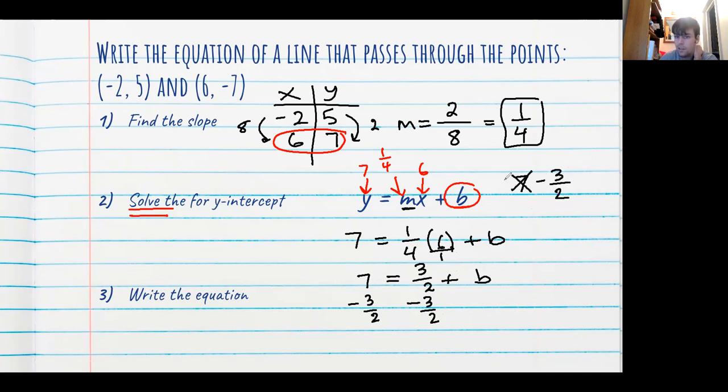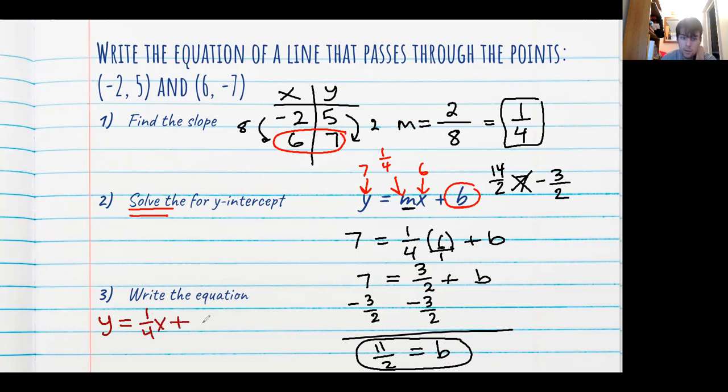So I'm subtracting these two things. 7 is really the same thing as 14/2, right? In order to subtract things, they have to have the same denominator. So 14 minus 3, this is 11/2 equals b. So my y-intercept is 11/2. Putting those two things together, I get the equation of my line. I get an equation of y equals 1/4 x plus the y-intercept we just found, positive 11/2.